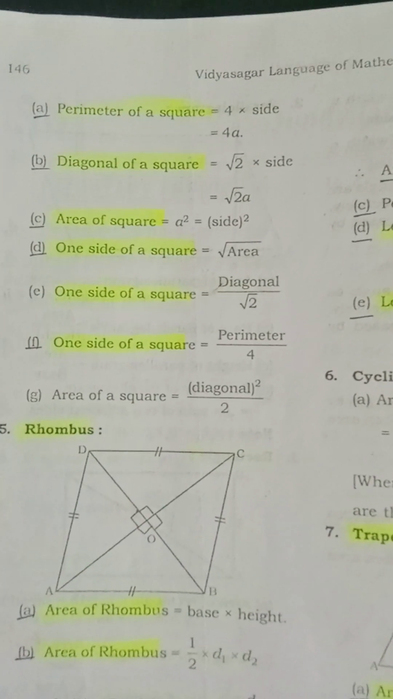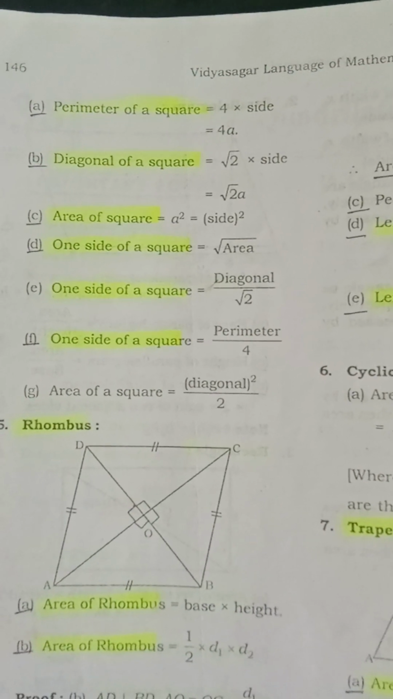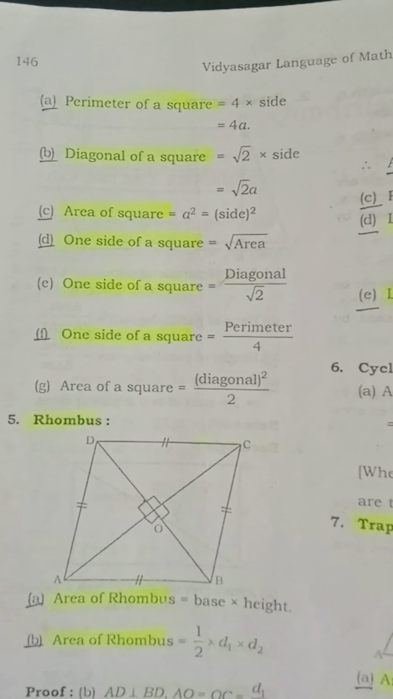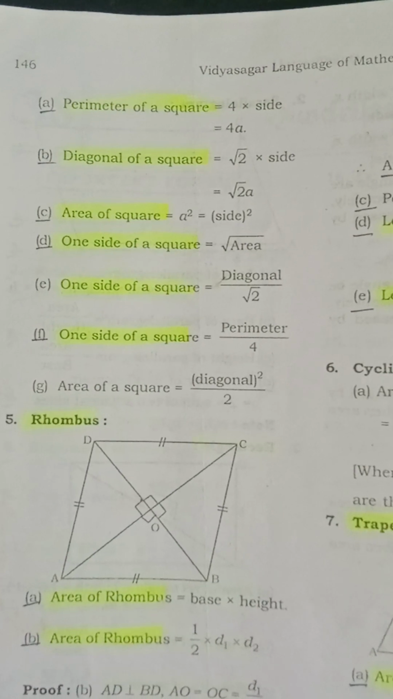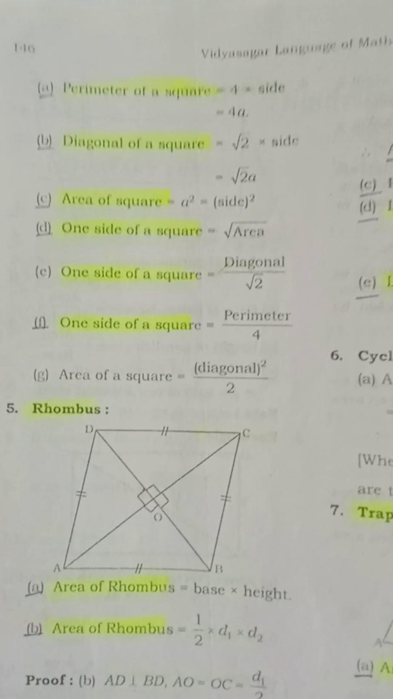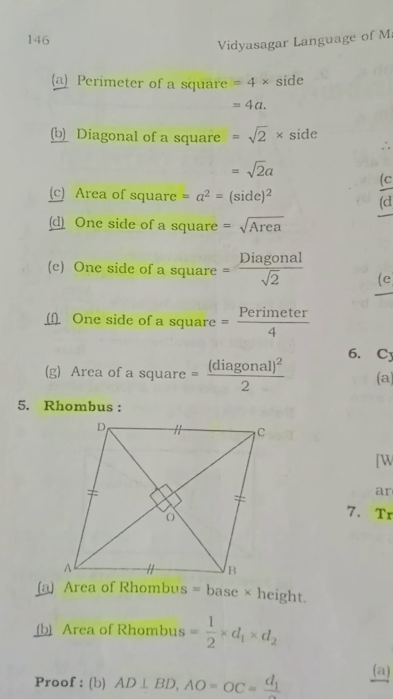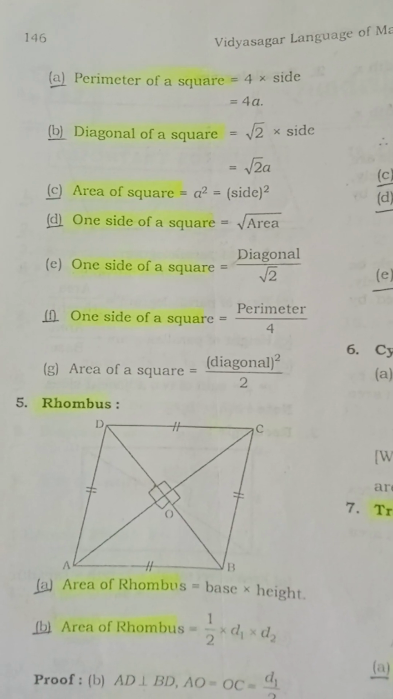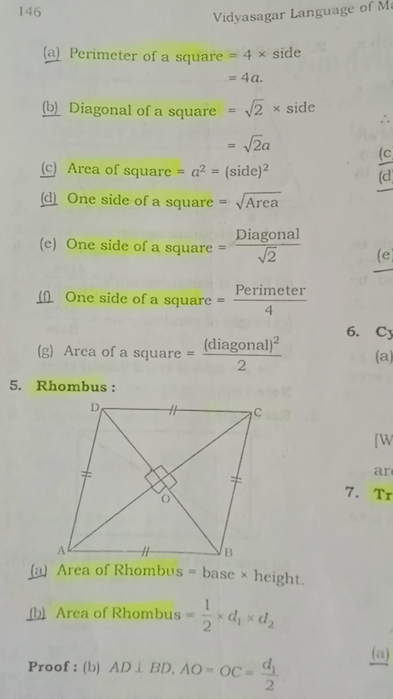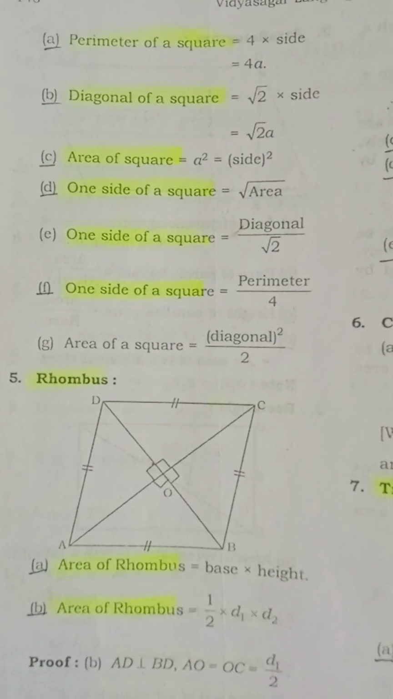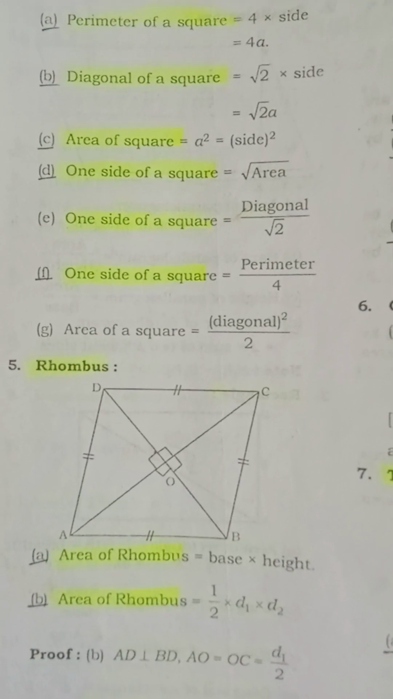Perimeter of a square is equal to 4 into side. Diagonal of a square is equal to root 2 into side. Area of a square is equal to side square. One side of a square is equal to root of area.